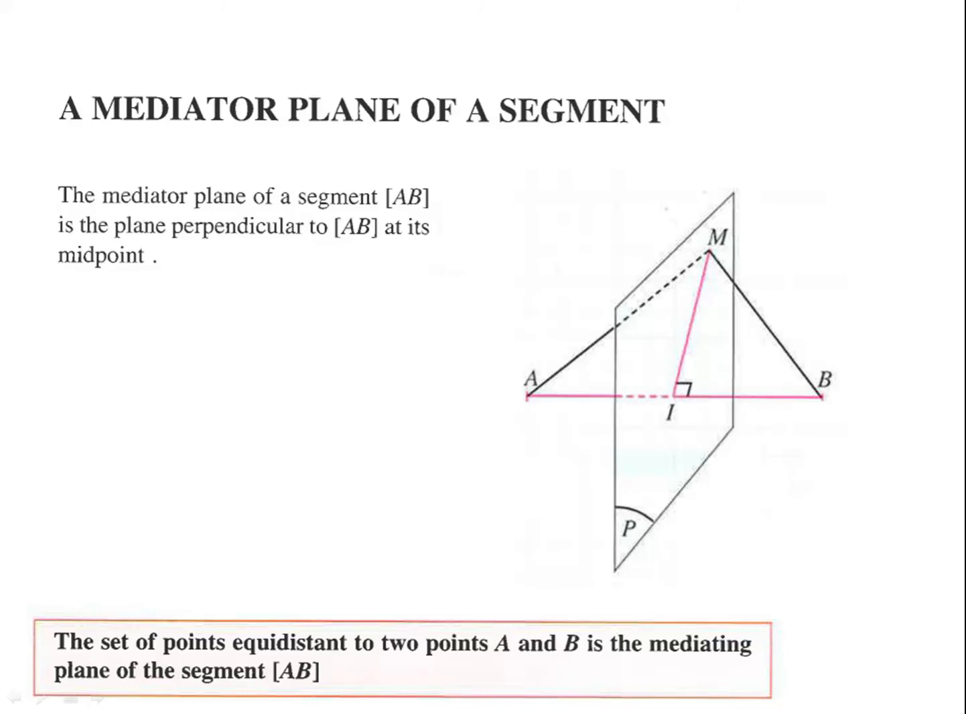A mediator plane of a segment is the plane that is the perpendicular bisector of this segment. It cuts the line segment AB in the middle, and at the same time it is perpendicular, so it's called the perpendicular bisector of the segment AB, a mediator plane.